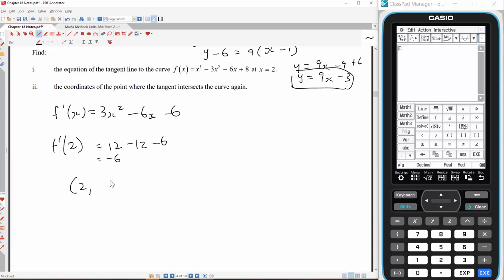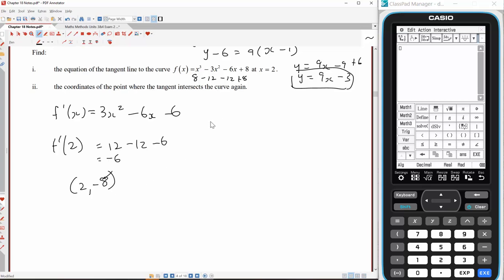And our point is 2 comma f of 2, so we've got 8 take 12. Let's just try that. Take 12 plus 8. 16 take 24 is negative 8.